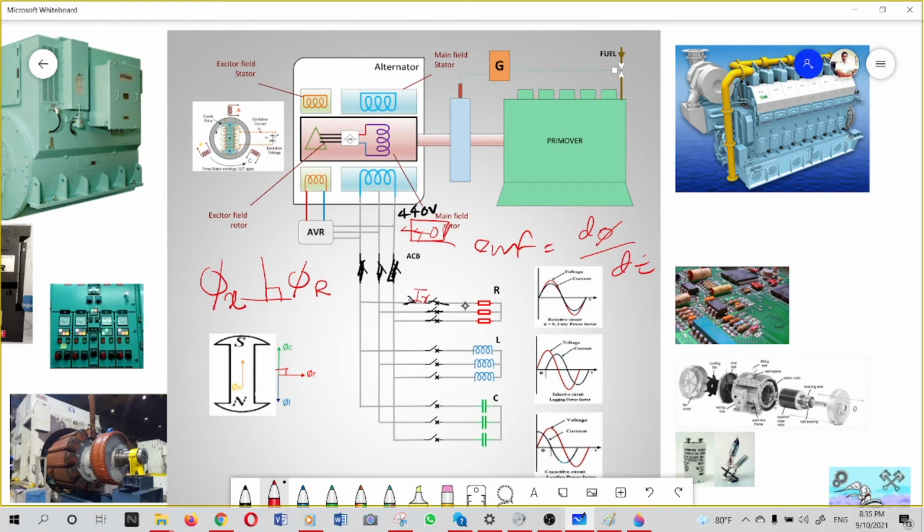Resistive loads we call active loads, because in active loads, whatever energy we supply, it will be converted into useful energy. Even though there are a few losses that we call copper losses, P is equal to I squared R, the current and the resistance. Due to the cable resistance, there will be some power dissipated as heat also.